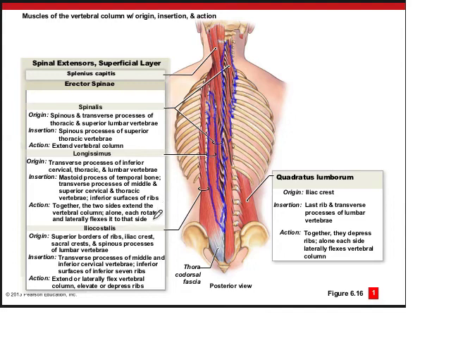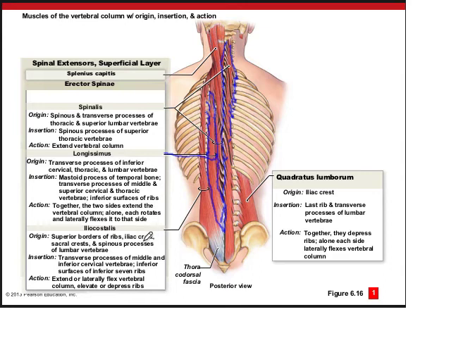And together, if they flex, the two sides extend the vertebral column. Alone, they'll rotate and laterally flex the column to that side. So that's the longissimus. See it sort of circled here.